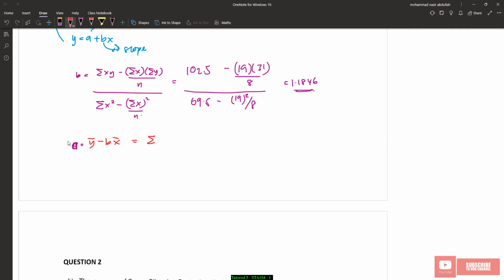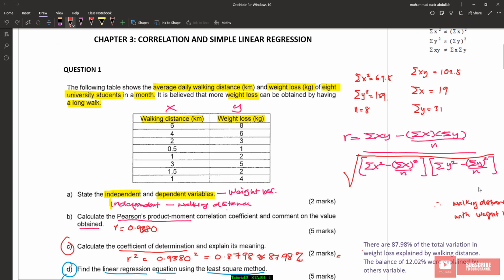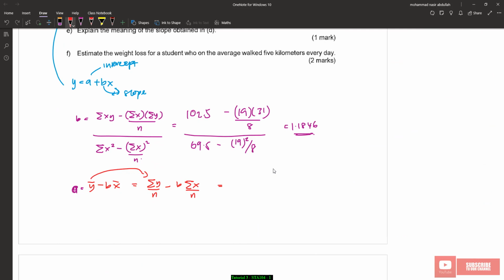It means that summation of y divided by n, this is the formula for mean, right? Minus b summation of x divided by n. So summation of y is equal to 31. You just plug the values into the formula: 31 divided by 8 minus 1.1846, and then this is going to be 19 divided by 8. And then you press the calculator. What is the answer? 1.0616. Right?